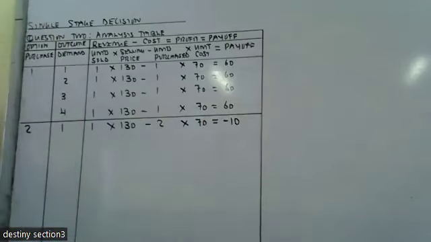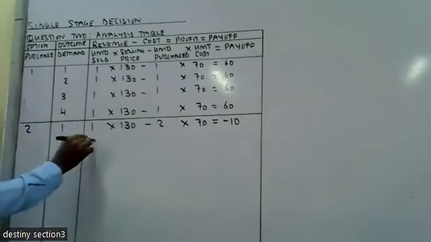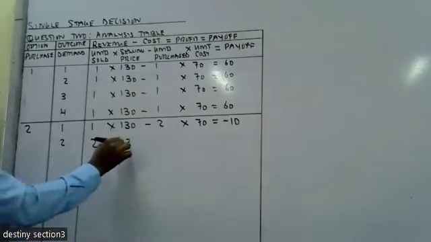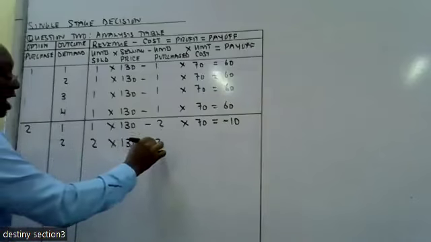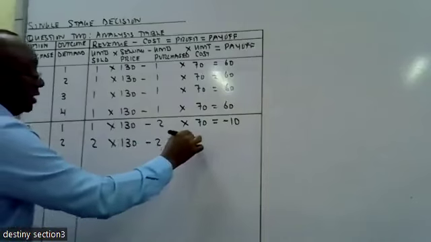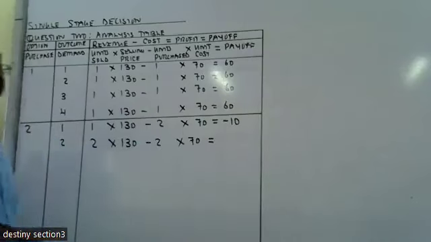Okay. The next one is you have bought 2, but demand is 2. So you sell the 2 of them at what? 130. And you have bought 2 at 70. Yes.